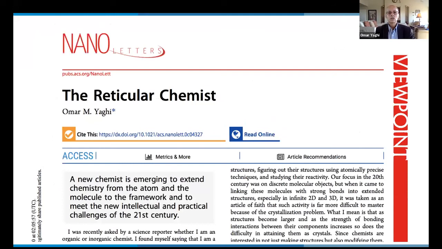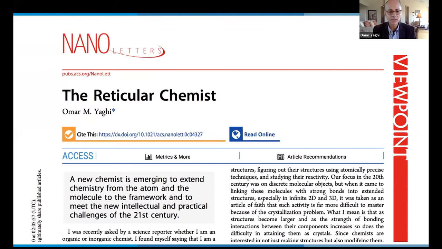So you see the reticular chemist is really just a chemist that works on the atom and molecular level, but now also on the framework level, but also is a chemist that works in organic chemistry, inorganic chemistry, physical chemistry, but also engineering. You saw that we are taking these materials all the way to applications. And this defines the reticular chemist. It's a new kind of chemist that extends chemistry from the atom and the molecule to the framework, and meets the new intellectual and practical challenges of the 21st century.